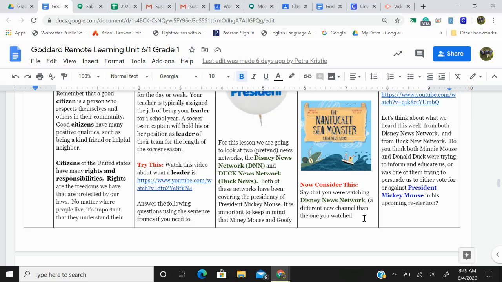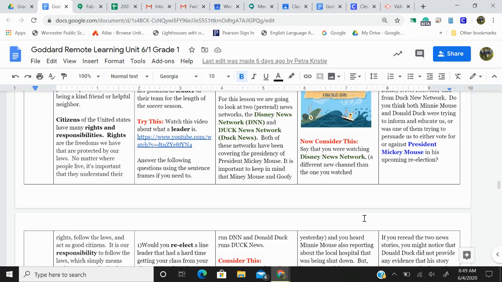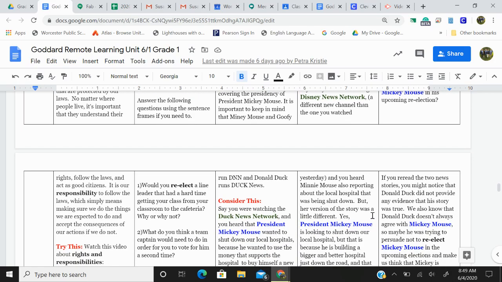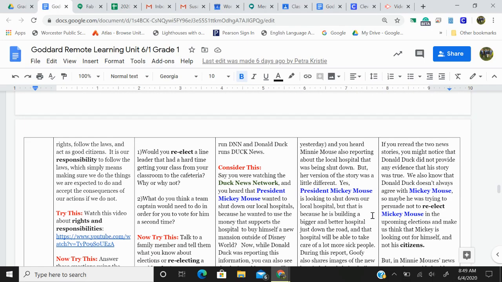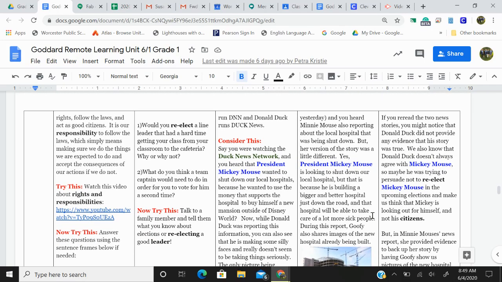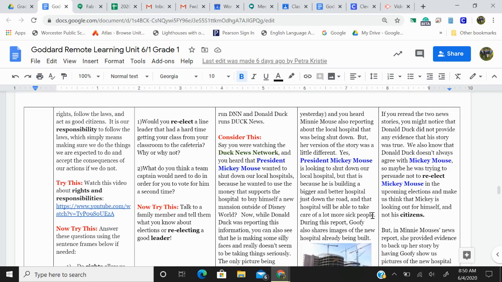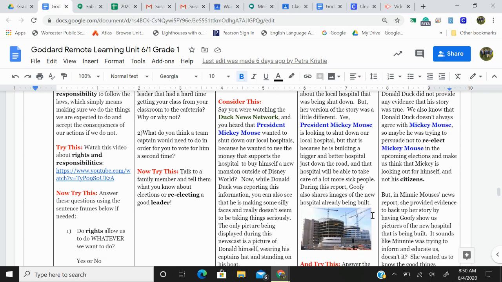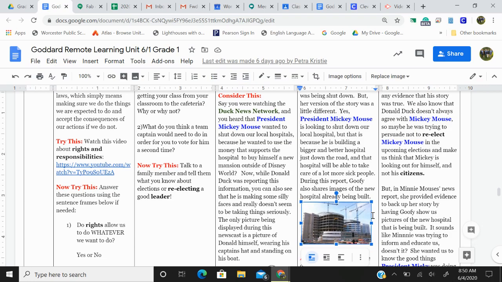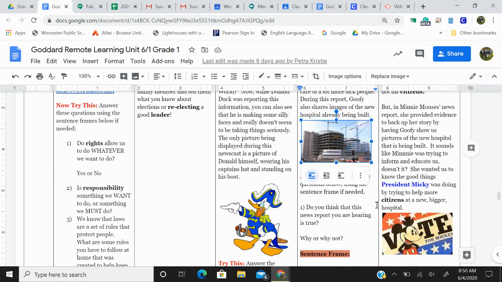Now consider this. Say that you are watching Disney News Network, a different news channel than the one you watched yesterday. And you heard Minnie Mouse also reporting about the local hospital that was being shut down. But her version of the story was a little different. Yes, President Mickey Mouse is looking to shut down our local hospital, but that is because he is building a bigger and better hospital just down the road, and that hospital will be able to take care of a lot more sick people. During this report, Goofy also shares images of the new hospital already being built.